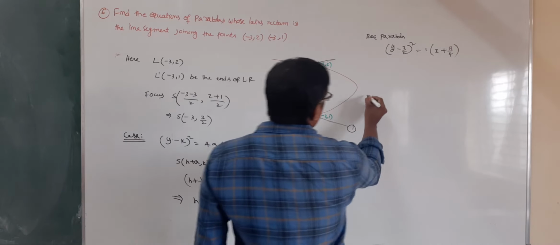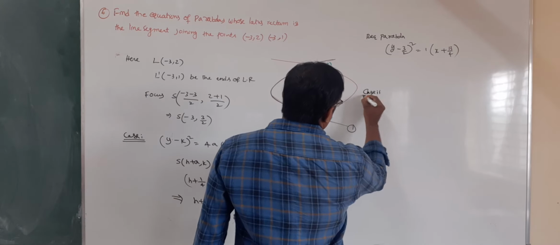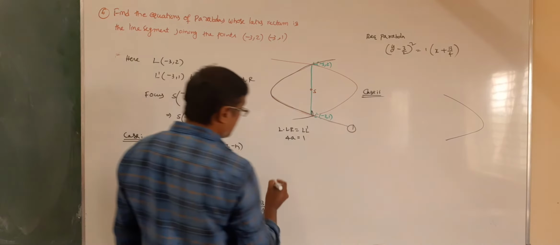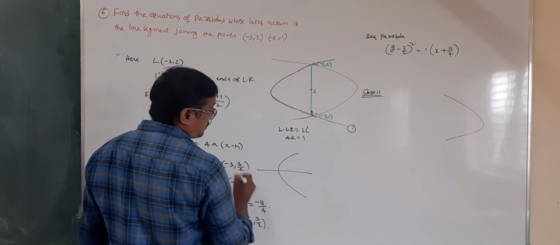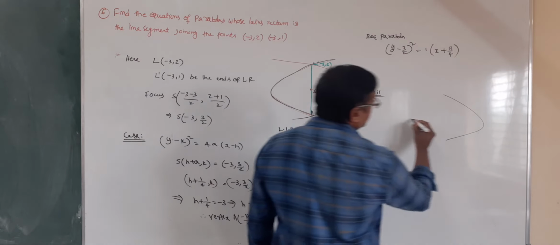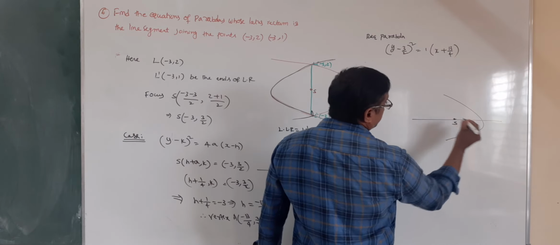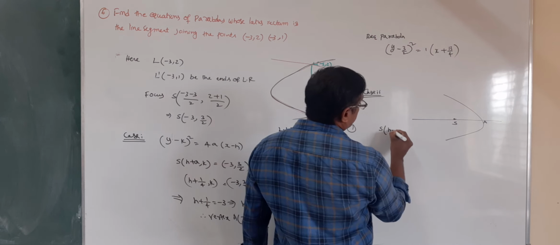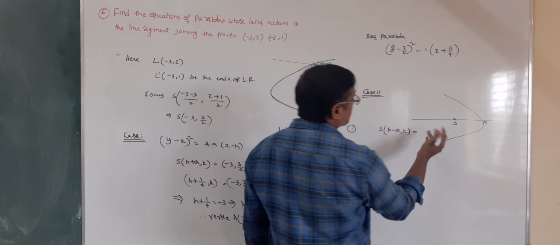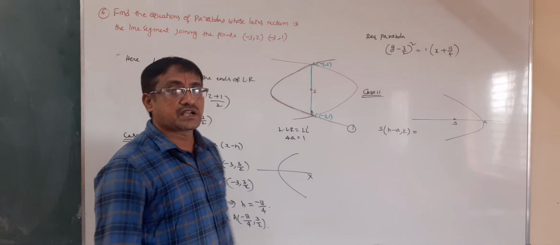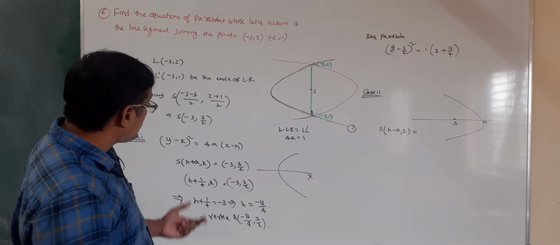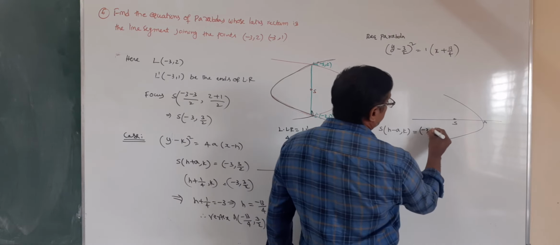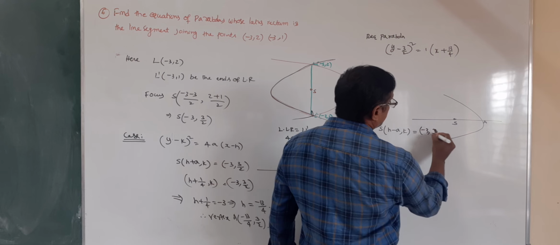Now in case 2, this is the required parabola. Here the first one opens towards the positive x-axis, and here it opens towards the negative x-axis. Now in this case the focus will be (h - a, k). But the focus remains the same, (-3, 3/2).